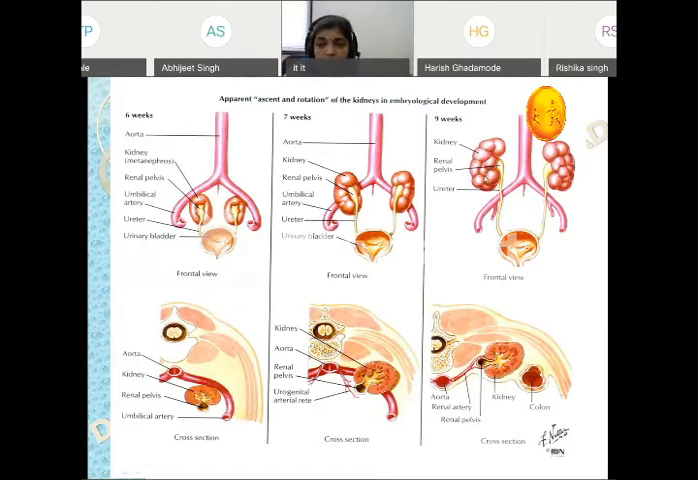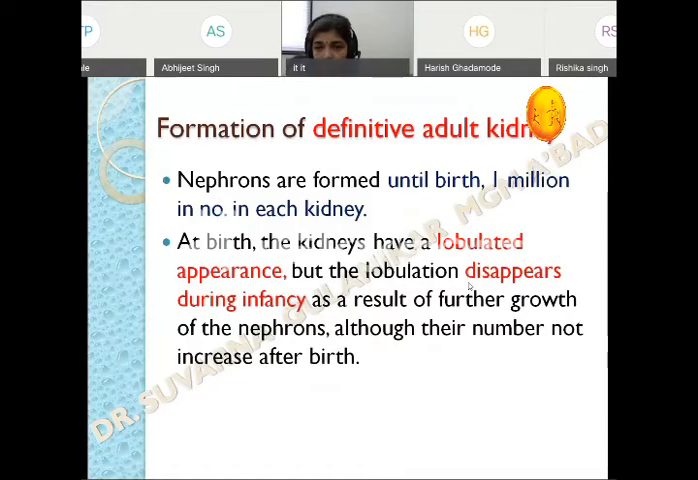There is one thing still has to happen. This fetal kidney is a lobulated kidney, but you know the adult kidney has a smooth surface. They do not have lobules. So these lobules disappear after birth, and they achieve the shape of the definitive adult kidney.